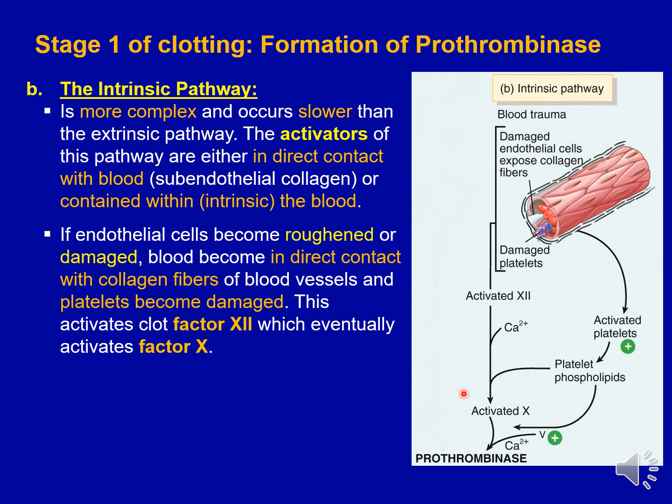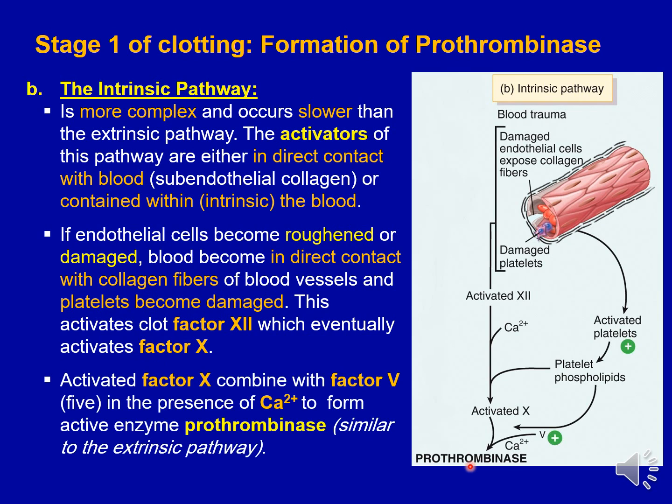Factor 10. This usually needs the platelet phospholipids coming from the activated platelets. Activated factor 10 with active factor 5 and calcium will form prothrombinase.